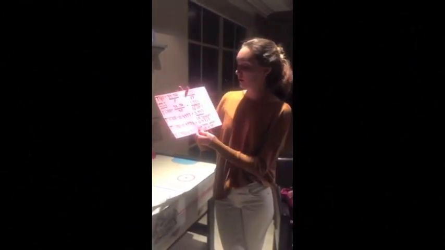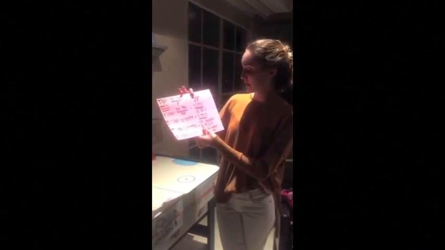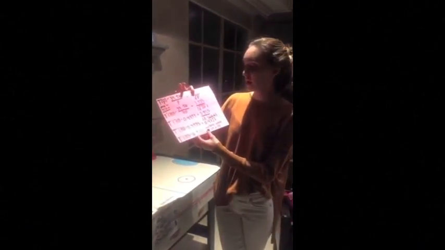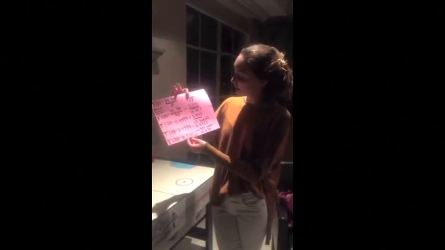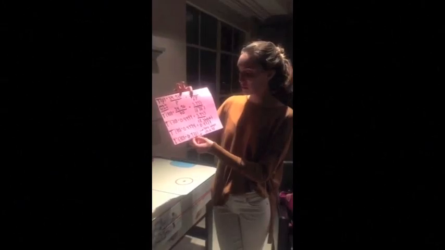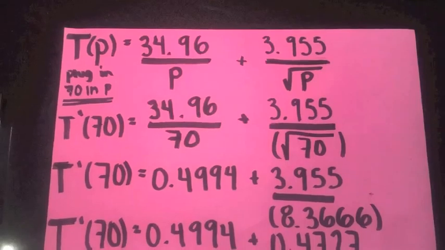If we solve again for pressure 70, we add 0.4994 plus 0.4727, and we have a temperature derivative of 0.9721 when pressure is 70.